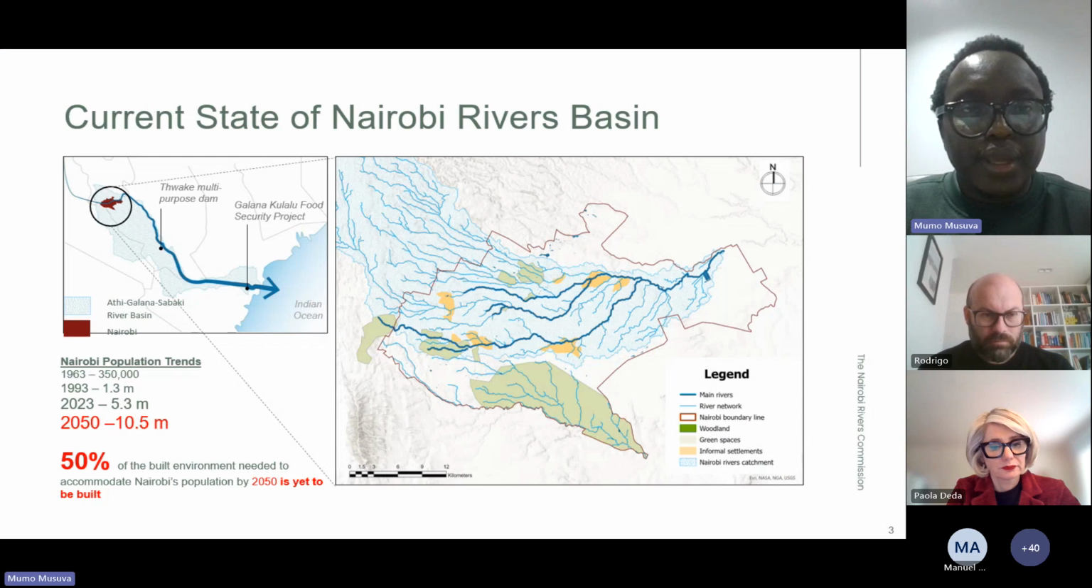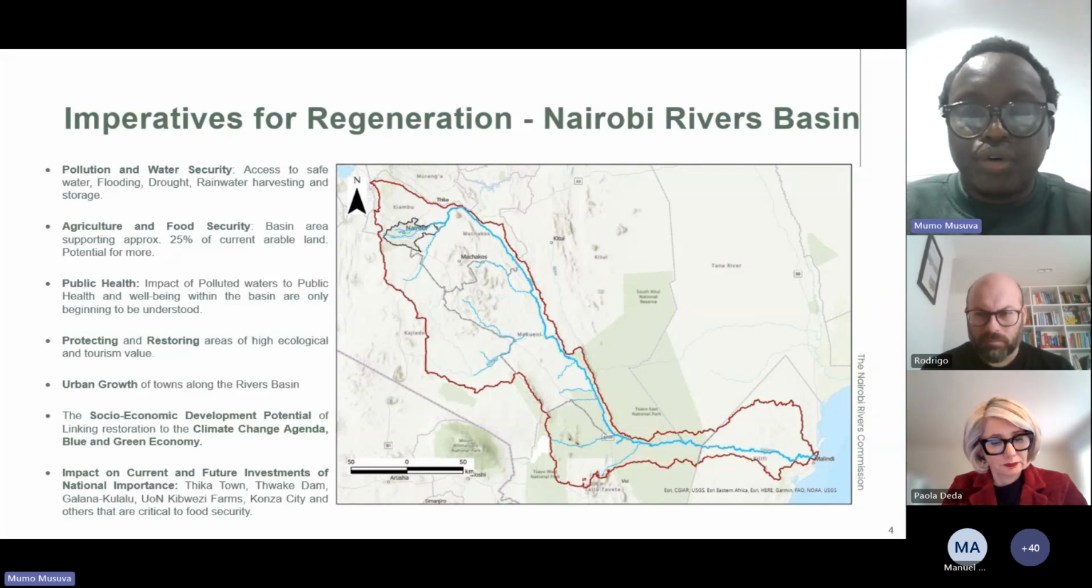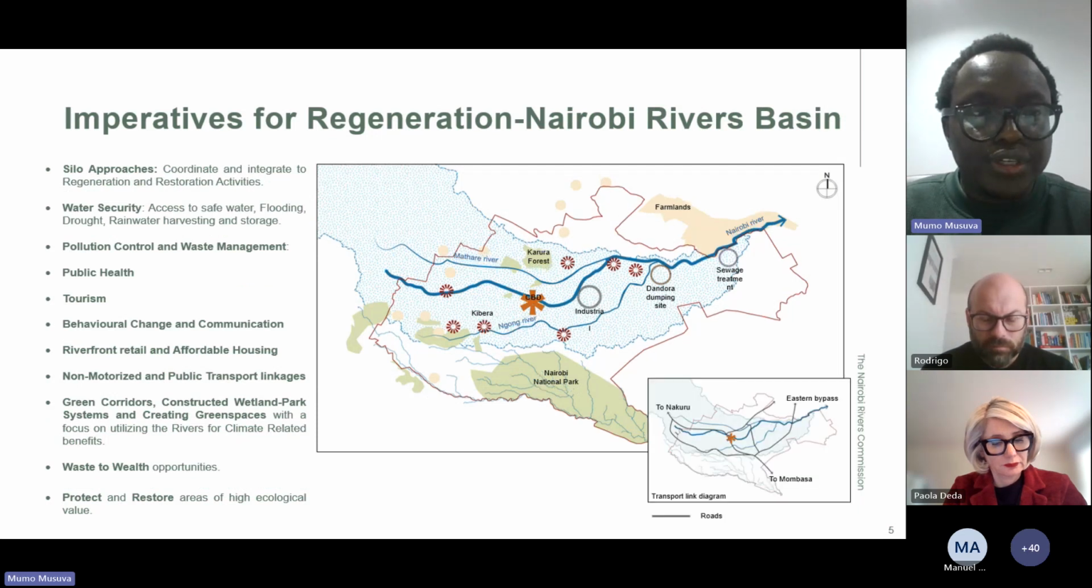So at the heart of our story is Nairobi's growth trajectory, with the population probably more than doubling close to 2050. Water and natural assets are a very important aspect of sustaining that population growth, and developing on the back of that, there are strong imperatives for regeneration. So these become the key anchors of our approach and strategy towards regeneration and the opportunities we hope to extract from that.